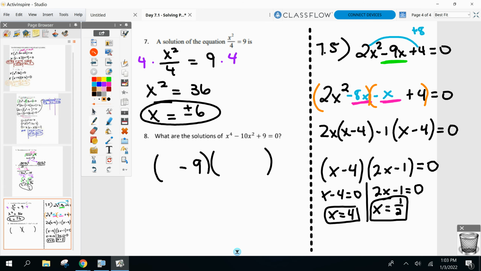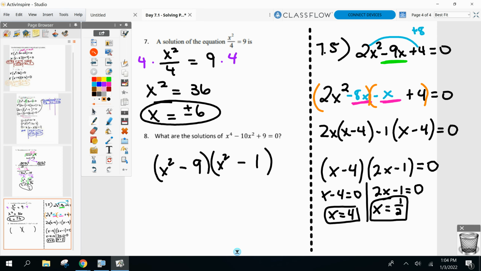-9 and -1. So I got the 9 part down. Now I got to get the x to the 4th and the 10x squared down. So I need these two blanks to be x to the 4th and x squared. Am I going to get a -10x squared in the middle? You're darn right. Look, -1x squared, -9x squared. I'll get a -10x squared.